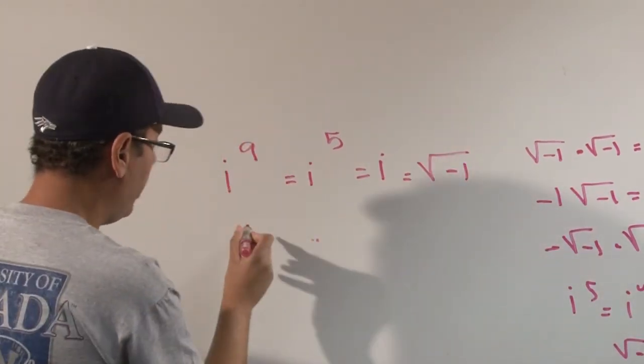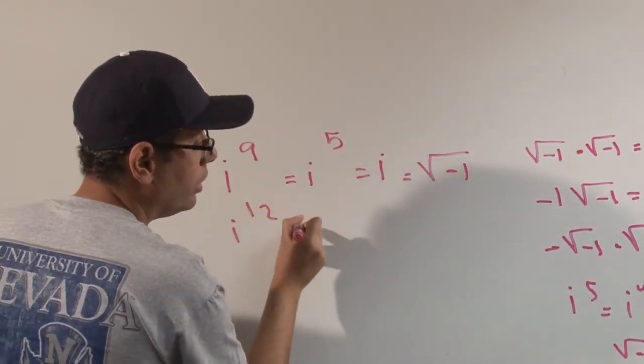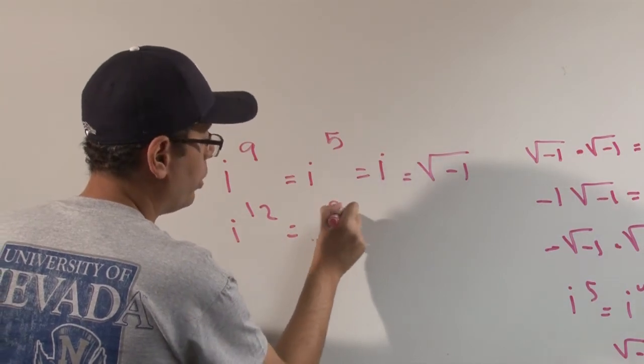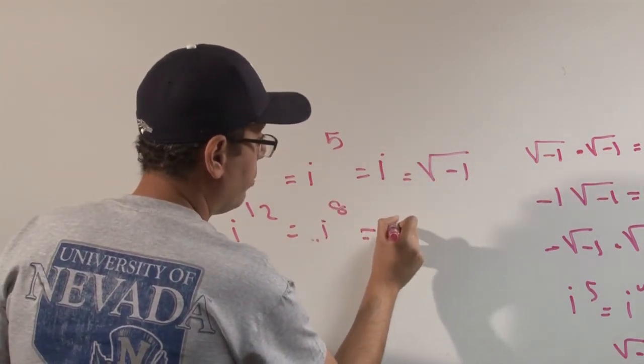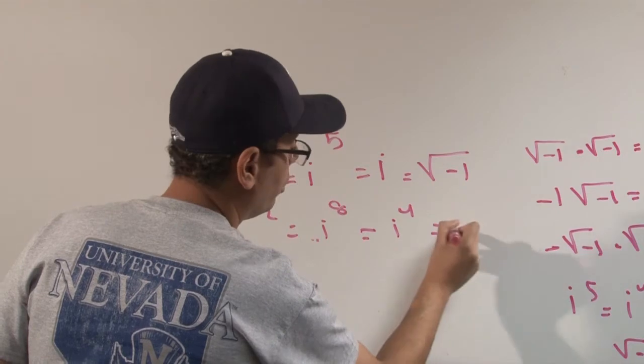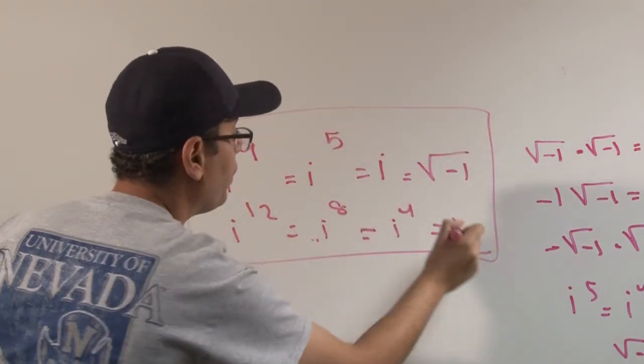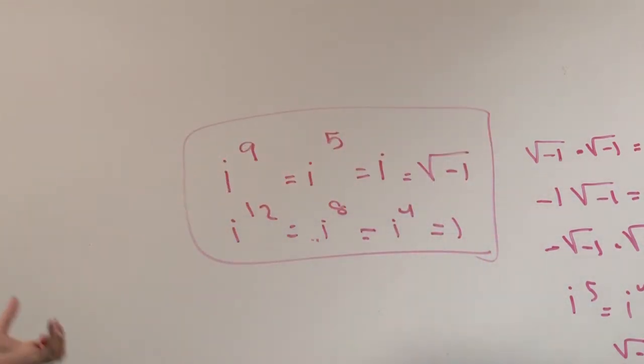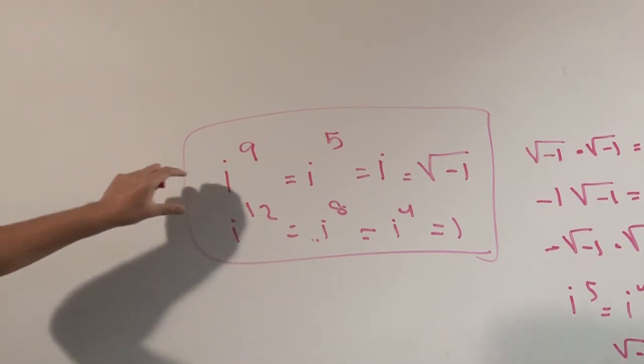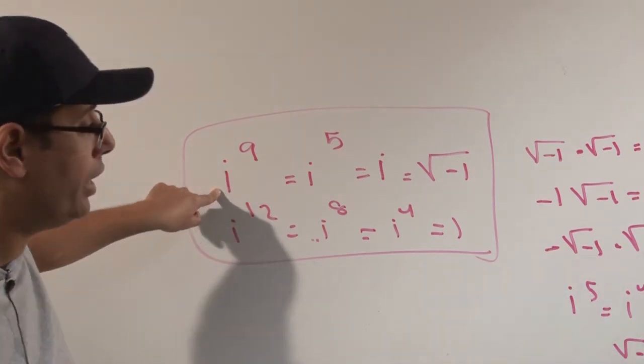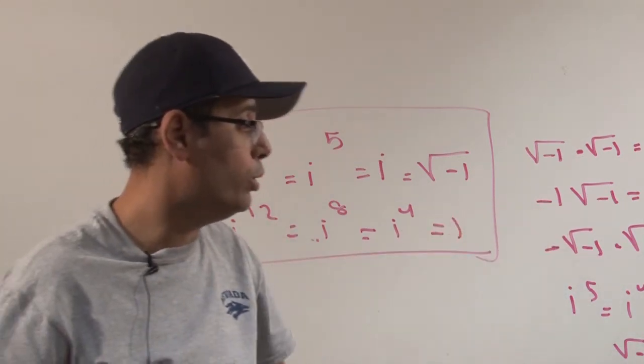If I say i to the power of 12, it's the same as i to the power of 8, the same as i to the power of 4, which equals 1. So from that, it's easy to compute i and its powers from that rule.